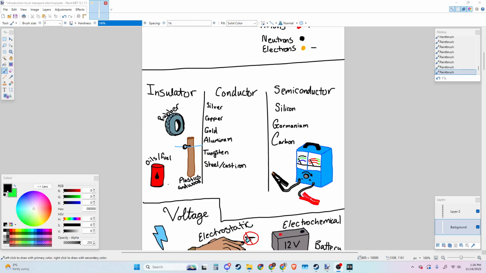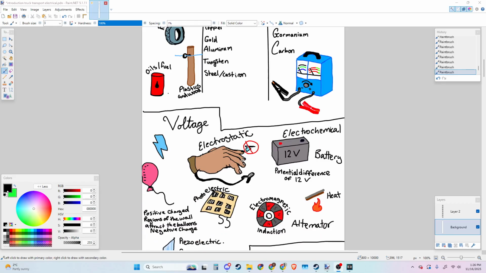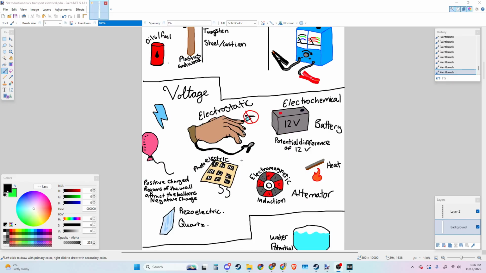Now I want to get into voltage, amperage, and resistance. When we get into things like voltage, let's talk about voltage first. In my opinion, the best way to describe voltage is as a potential difference.